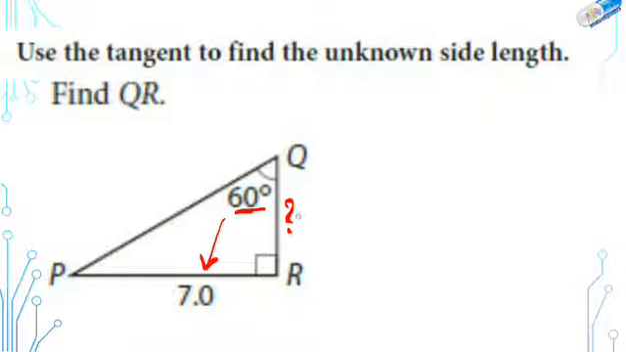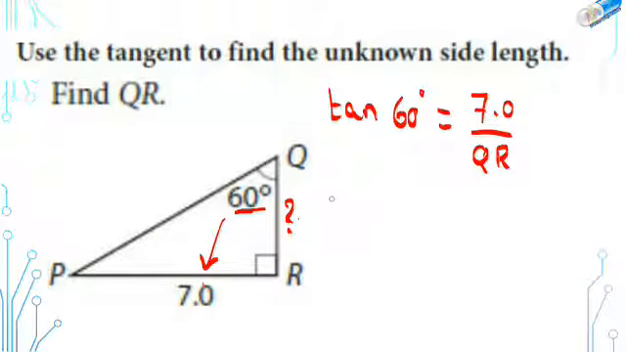So I ask myself, what function relates the angle to the adjacent and the opposite? Is it the sine or cosine or tan? Of course, it is not sine and it's not cosine, it is the tan that relates the adjacent with the opposite. So we write tan 60 degrees equals 7.0 over QR, and this is the unknown.